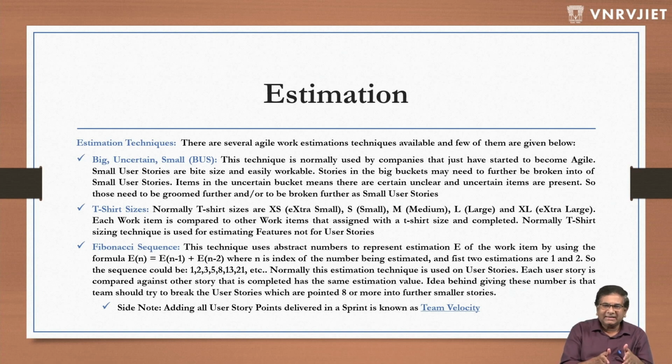Whereas the big bucket tickets, the team delves further into them and makes them into small pieces, small tickets. That is one way of doing it, and normally in the agile model they do that. The second technique is t-shirt sizing.